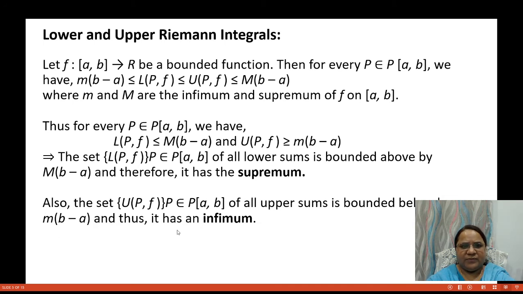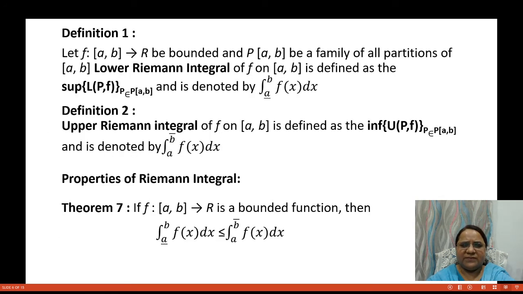So for the first definition, if f is a bounded mapping from [a,b] to R, and P[a,b] is the family of all partitions of [a,b], the lower Riemann integral of f on [a,b] is defined as the supremum of all the lower sums L(P,f), the lower Darboux sums, for P belonging to P[a,b], and is denoted by the lower integral from a to b of f(x) dx. That is your lower Riemann integral.